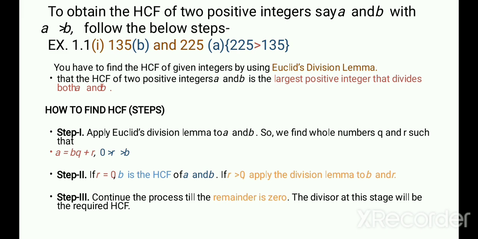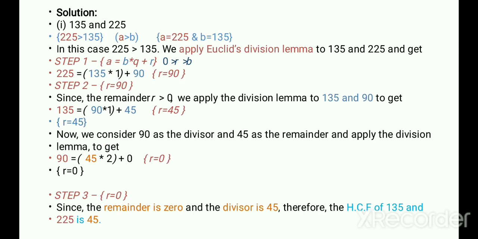So we'll go for example 1.1, that is 135 and 225. I have mentioned each and everything stepwise, so it will be clear for you. Look at 225 and 135. In the very first line, 225 is greater than 135, which is self-explanatory. That is your greater number, A, and your smaller number is B. Hence I have written A equals 225 and B equals 135.